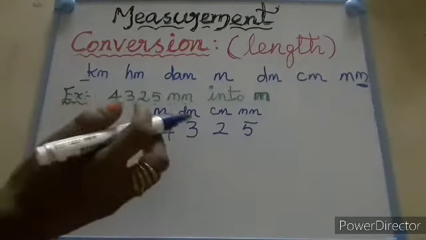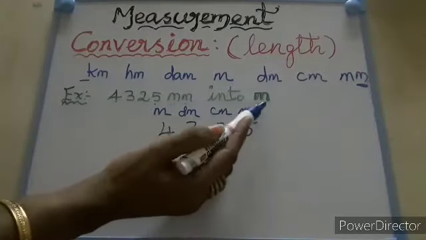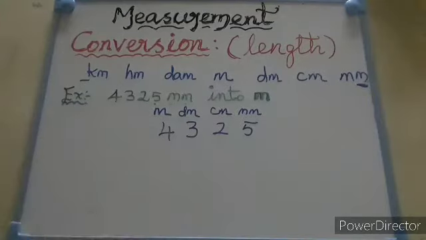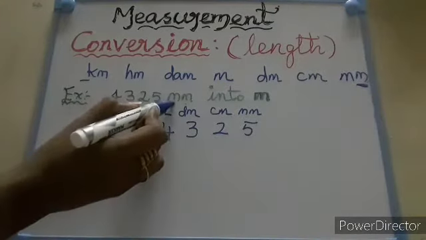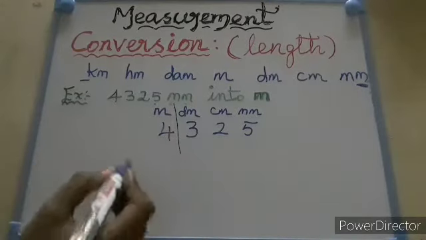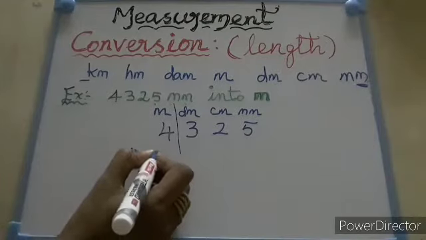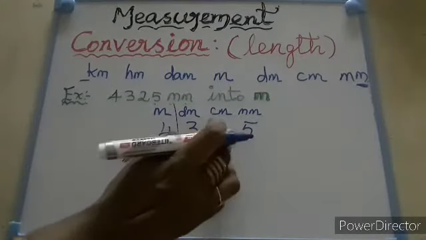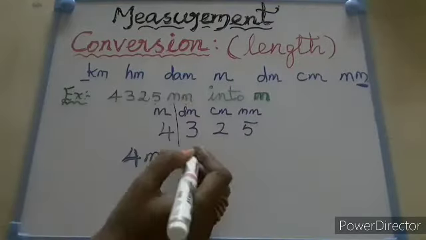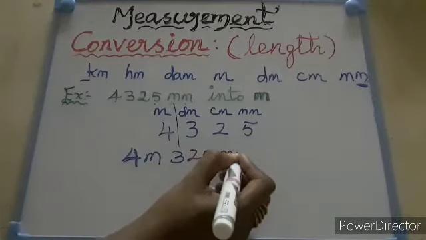What is the question here? Millimeter into meter. You have to convert into meter. So where is the meter here? 4 is the meter. Just draw the line. How many meters are here? 4 meter, and 325. What is the last unit? Millimeter, right? So 4 meter 325 millimeter.